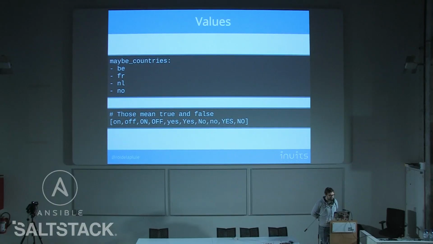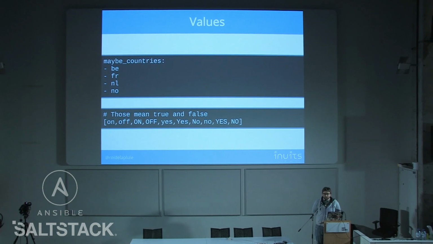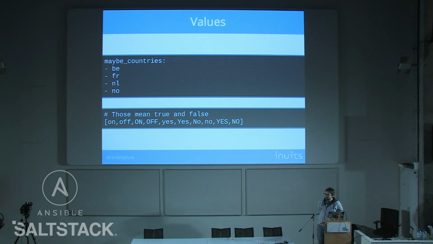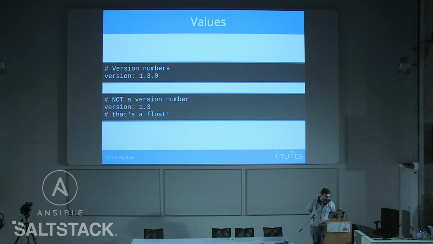Now we have a list of countries, except that one of them is not a country. So Norway at the top is not Norway, it's actually false in YAML, because yes and no can be just true and false in YAML. So have fun with that.